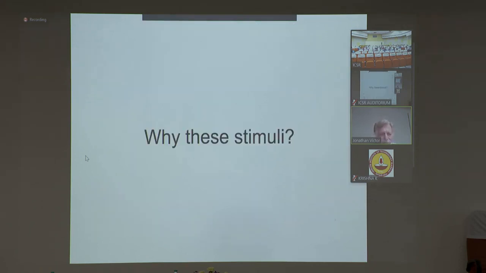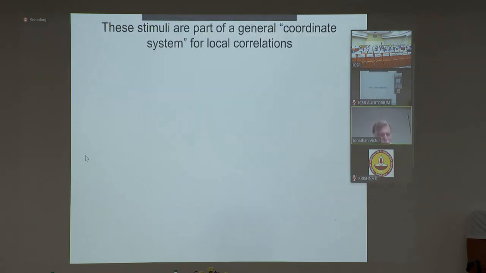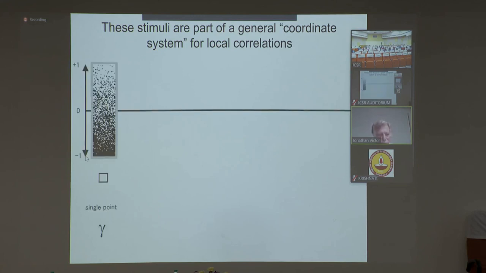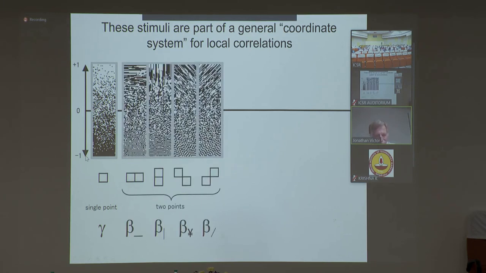But why did we use these stimuli? We use these stimuli because they come from a systematic approach to looking at spatial correlations. In particular, you can ask about first order correlations, which is just the amount of black spots compared to white spots. And then you can look at pairwise correlations in different orientations.